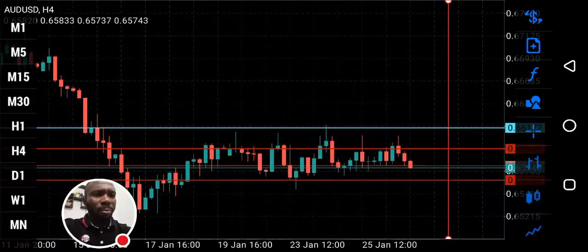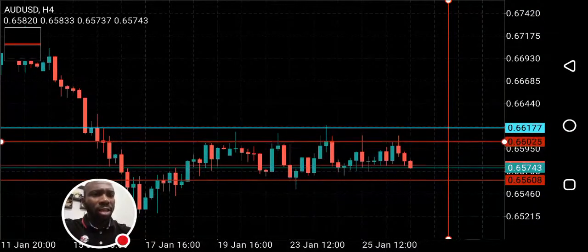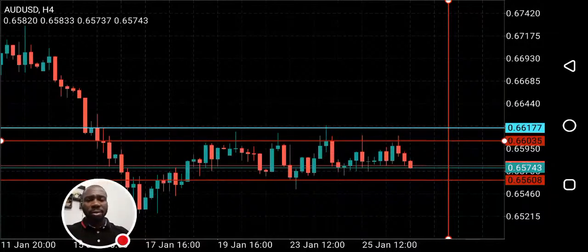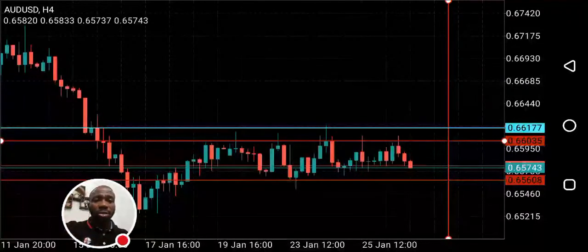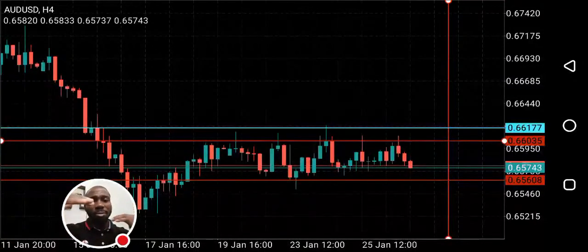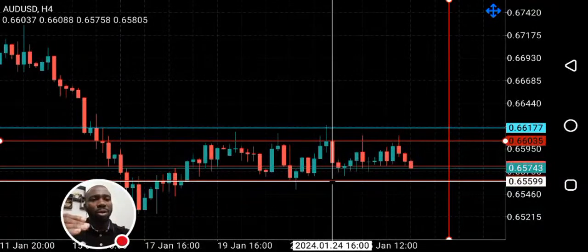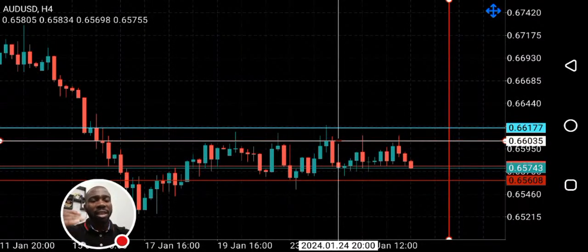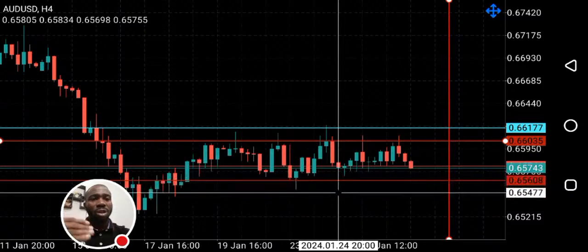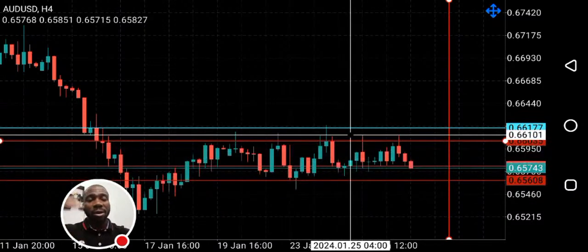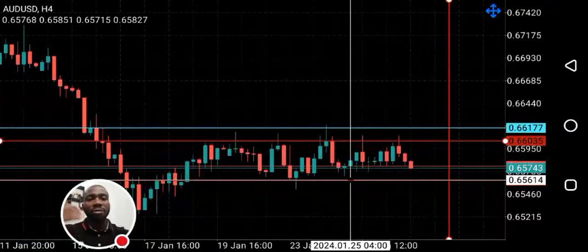So what we need to trade when the market is in a range like this, we look out for breakouts above the high of the range or the low of the range. That's how to trade ranging markets. When price goes into a range, you look out for breakouts from the high of the range, which will be the resistance, or breakout from the low of the range, which will be the support. So we need to see a breakout from the high for us to buy, or a breakout from the low of that range for us to sell.